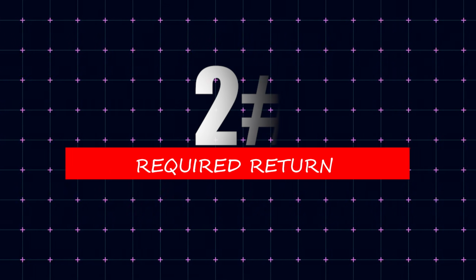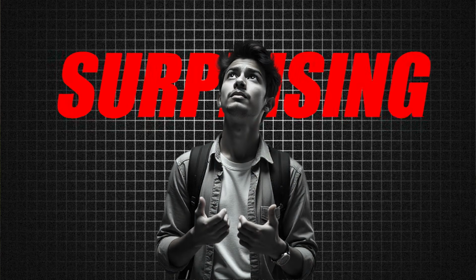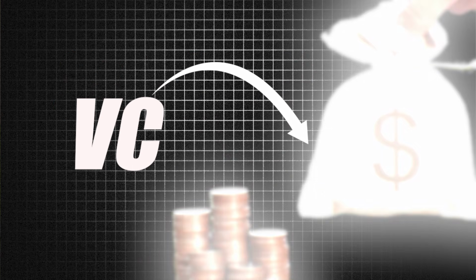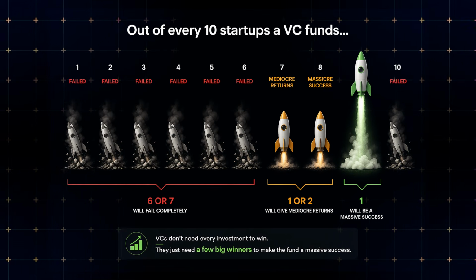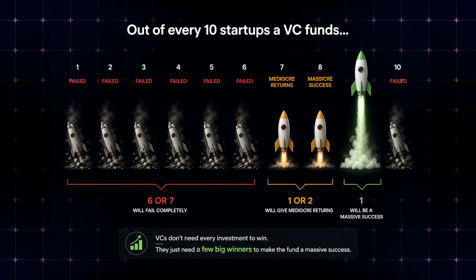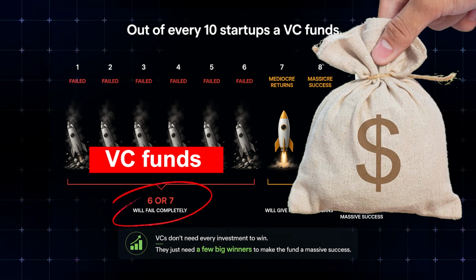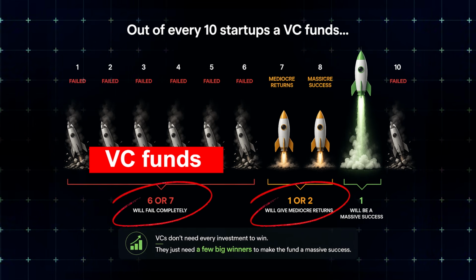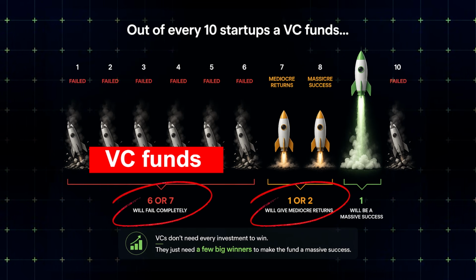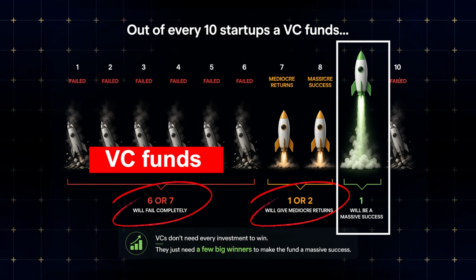Now, guys, here's something students always find surprising. When a VC gives you funding, they are not doing you any favor. They are running a business, right? So they need a return from their investment. And their business model is very brutal. Out of every 10 startups in a VC fund, roughly 6 to 7 will fail completely. 1 or 2 will give just a mediocre return and 1 will give a massive return, right?